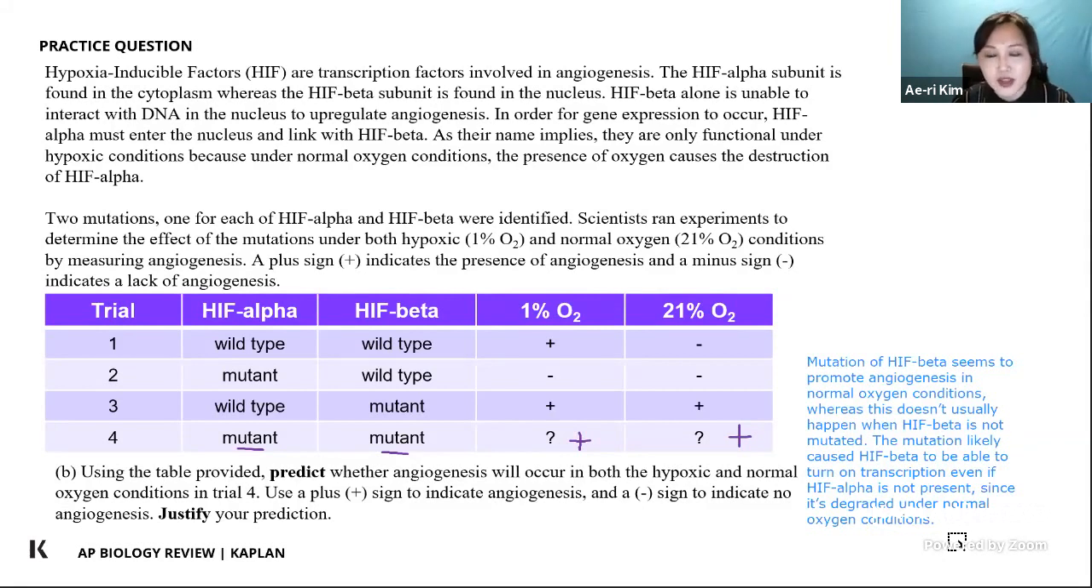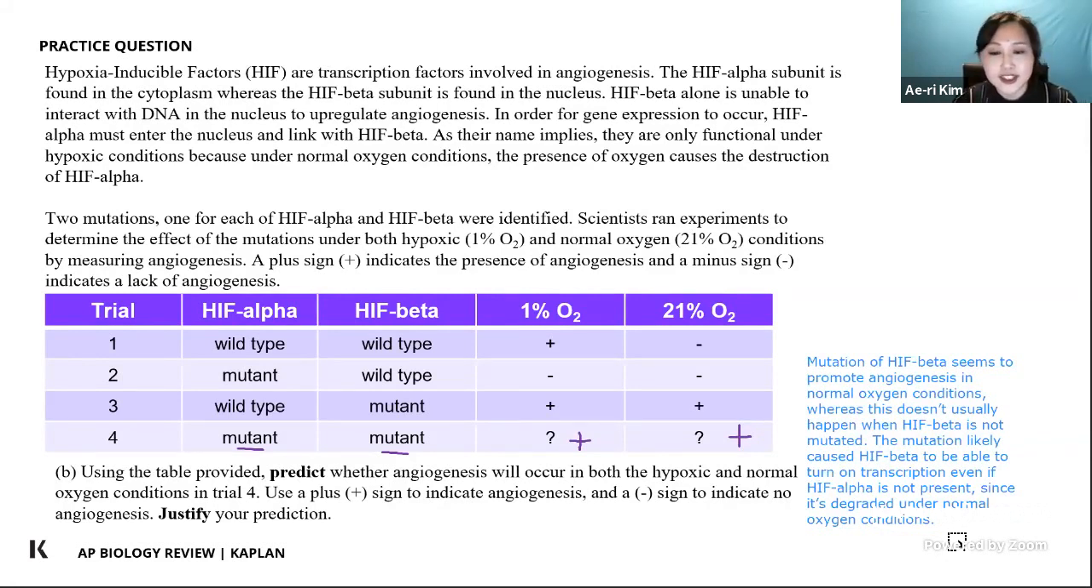Well done. Why is it negative in trial two? Good point. The question's never asked about that. But what's going on with the HIF alpha mutation is that all of a sudden it's mutated so that it's not going into the nucleus, right? That's my proposed theory as to what's going on. But in any case, mutated HIF alpha is not able to bind to HIF beta somehow. And normally together, they need to be there in order for transcription to occur for angiogenesis. Okay.